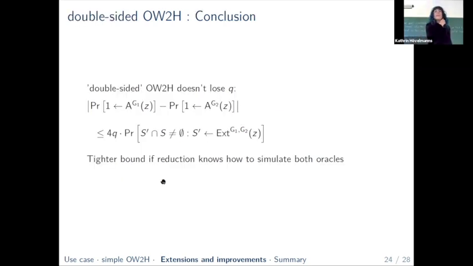So again, we get a tighter bound that's incomparable to the tighter bound we've seen before, but only if a reduction knows how to simulate both oracles.